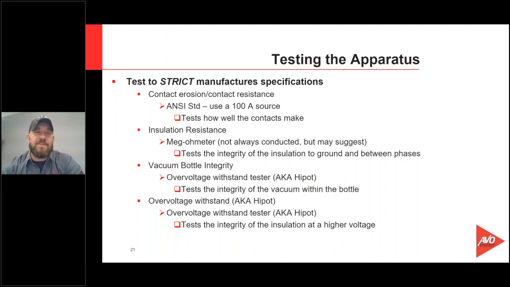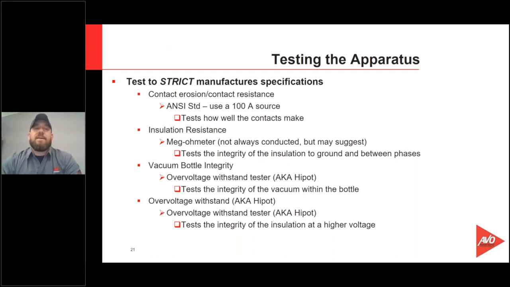Okay. Insulation resistance. All right, this is testing the integrity of the insulation to ground and between all phases. We want to know what type of leakage current is going from our induced voltage, all right? And we are reading that leakage current to ground between each phase and ground, of course. Okay, so this is an important test. Not as destructive as a vacuum bottle integrity test is, but it's still a good reference in the insulation quality between phases and ground.